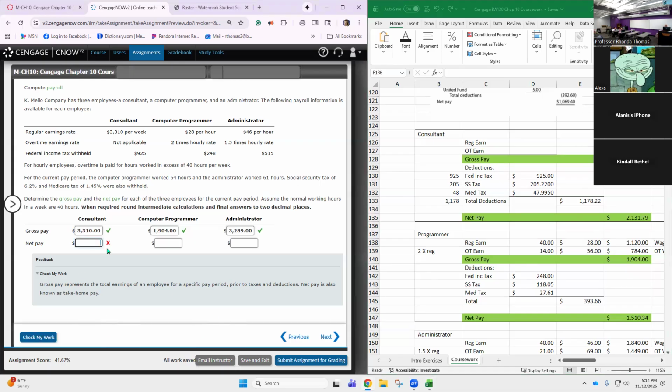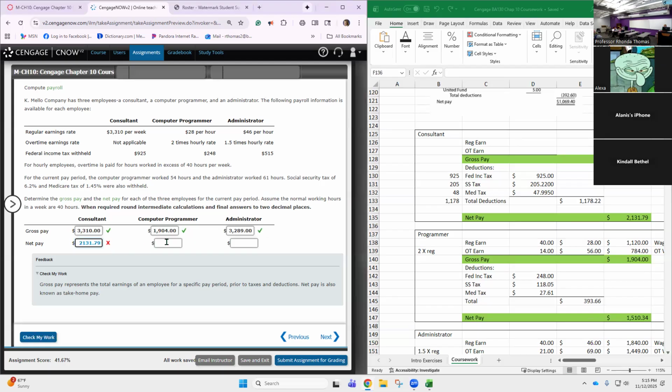Determine the gross pay and the net pay for each of the 3 employees for the current pay period, assuming the normal working hours in a week are 40. When required, round intermediate calculations. Anybody get the net pay yet? Because I'm not getting it. I don't know if something's grading wrong. I'm going to put this in again.